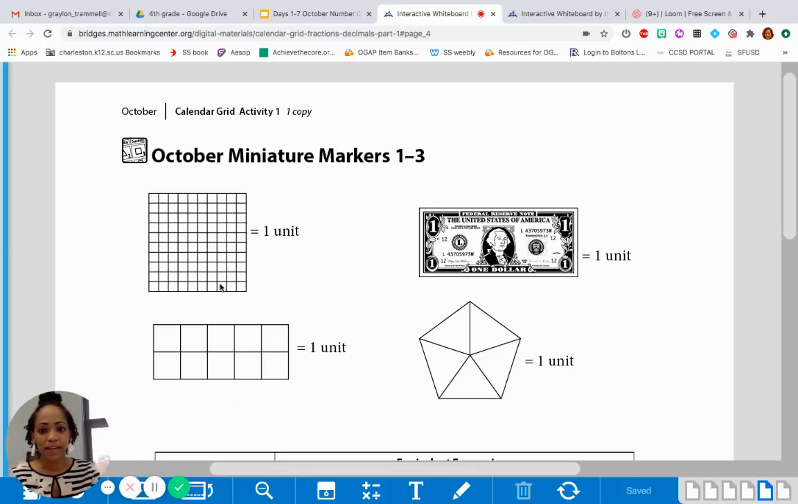That's a 10 by 10 right here. And so, how is that 1? I see a whole bunch of squares. Right, if I color in the whole thing, that means I've colored in one whole 10 by 10 grid. $1. What about this? So we have one pentagon, right, broken up into fifths, I should say. And then we have this rectangle here. So how can these things be different but all have a value of 1?